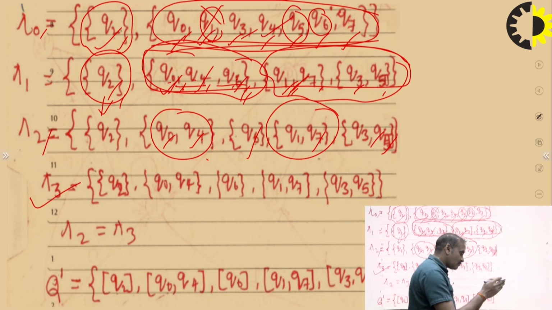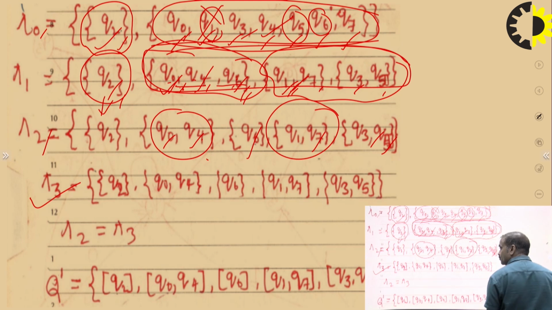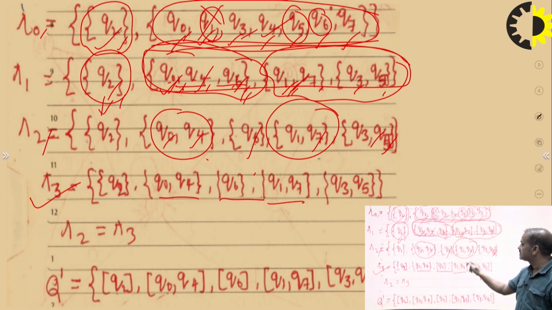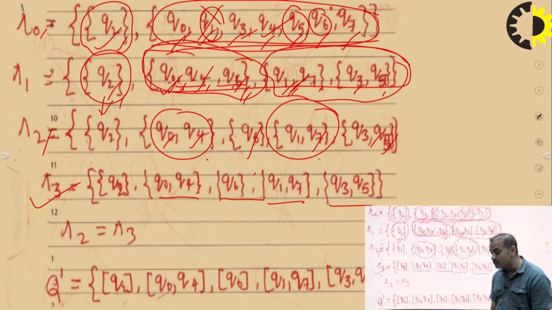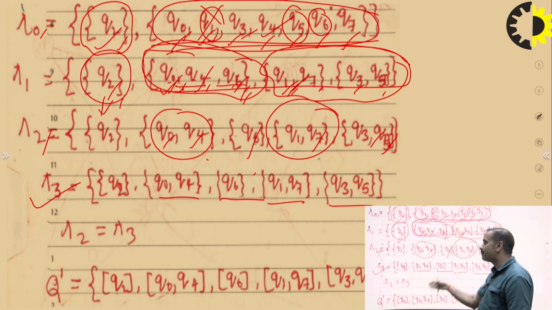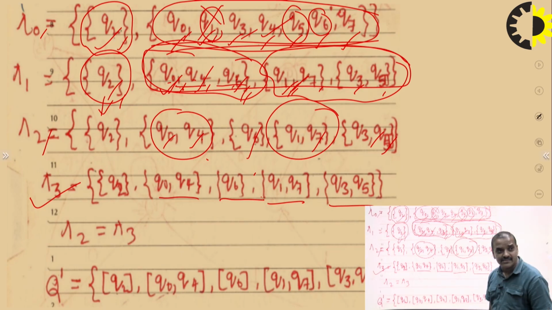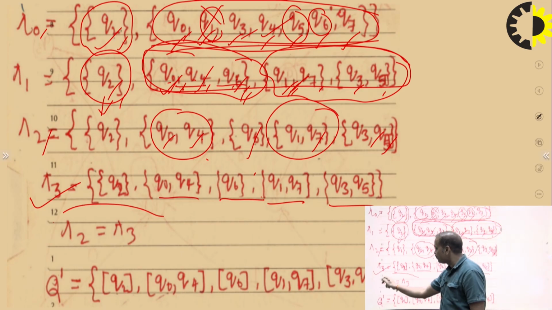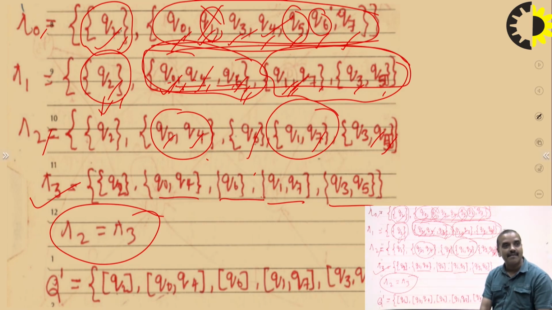We check one by one. Q2, Q2, Q0, Q4, same. Q6, Q6, same. Q1, Q7, same. Q3, Q5, same. There is no change between pi 2 and pi 3. That means we halt here. There is no need to compute the next state because pi 2 and pi 3 are the same.